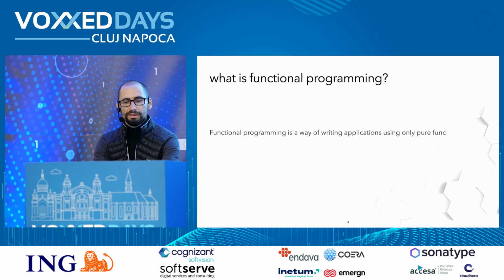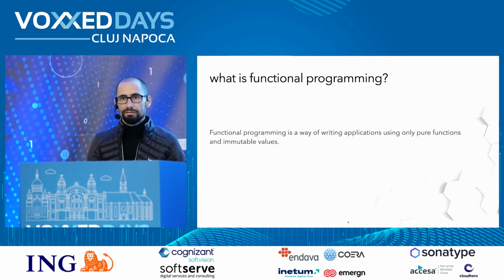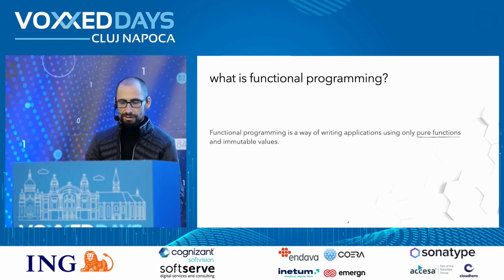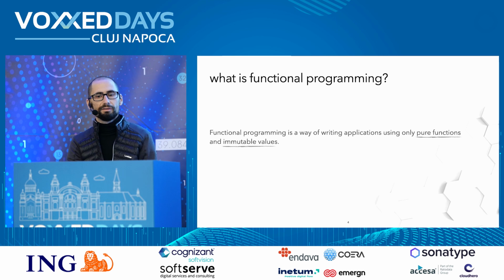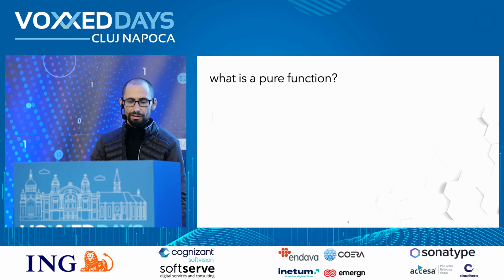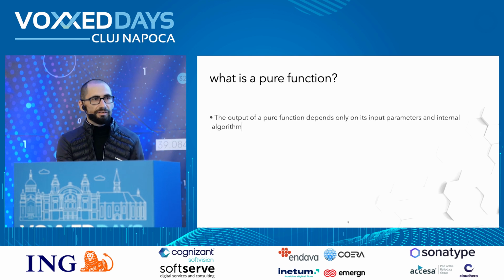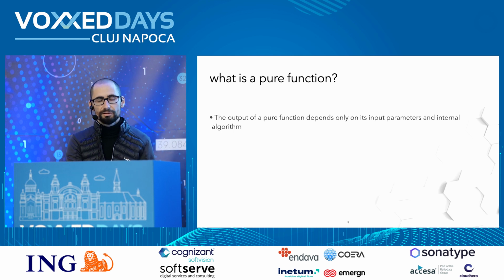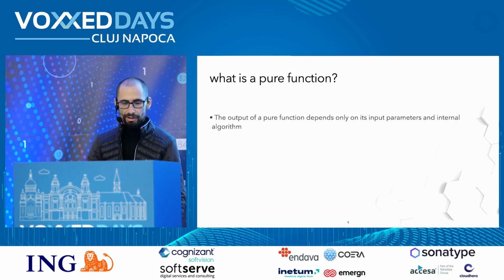Functional programming is based on a very simple idea, the idea that you can write applications by using only pure functions and immutable values. And pure functions are important because they have some characteristics that are very helpful in our day-to-day job. One of them would be that the output of a pure function depends only on its input parameters and whatever internal algorithm it might have.